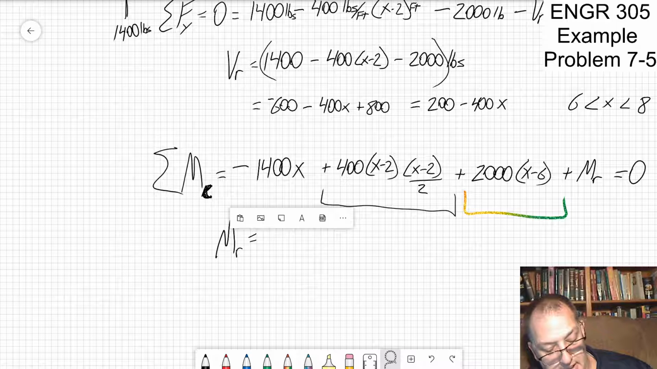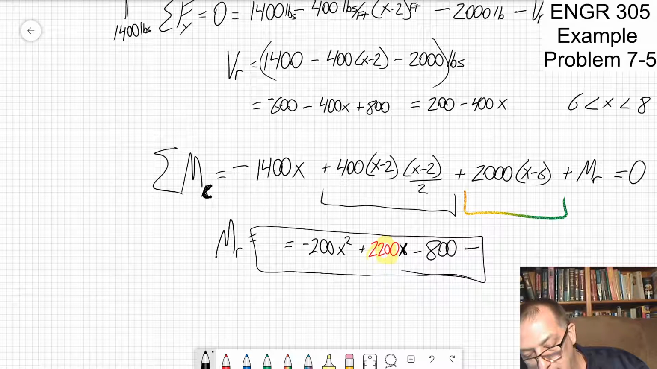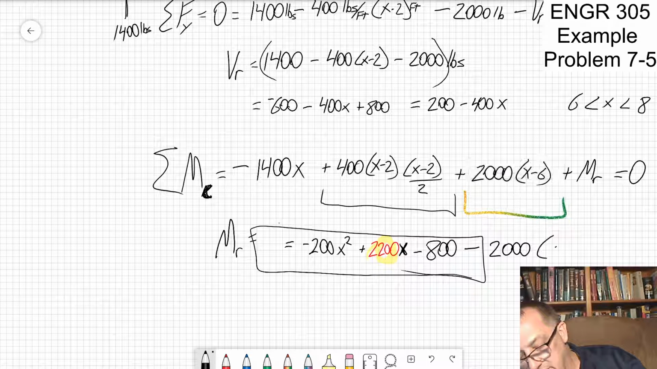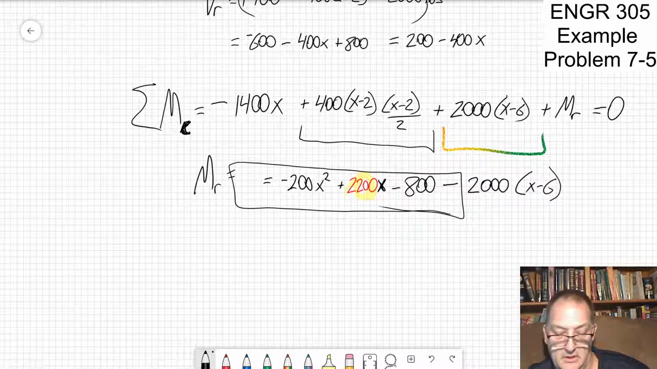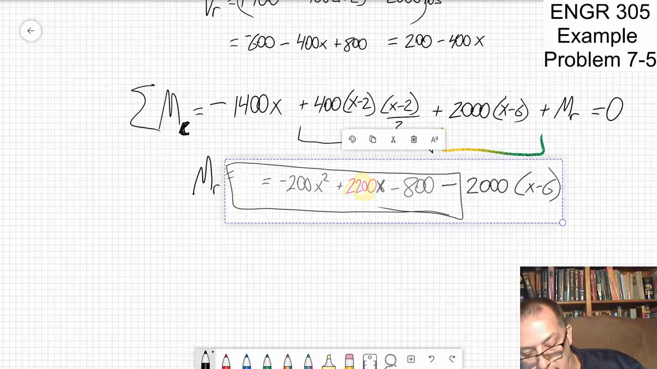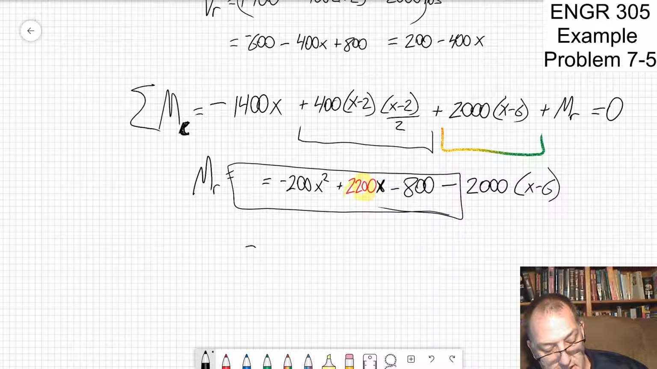And I'm going to paste. And then I'm going to put, now my MR stays on this side. So this is moving across to the other side. So then I got to put minus 2,000 x minus 6. So that's going to be a minus 2,000x. So, okay, so equals minus 200 x squared.